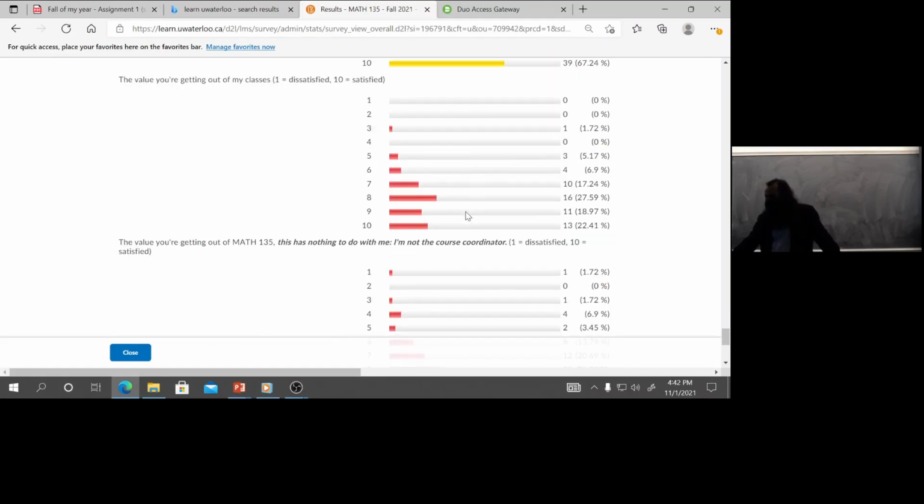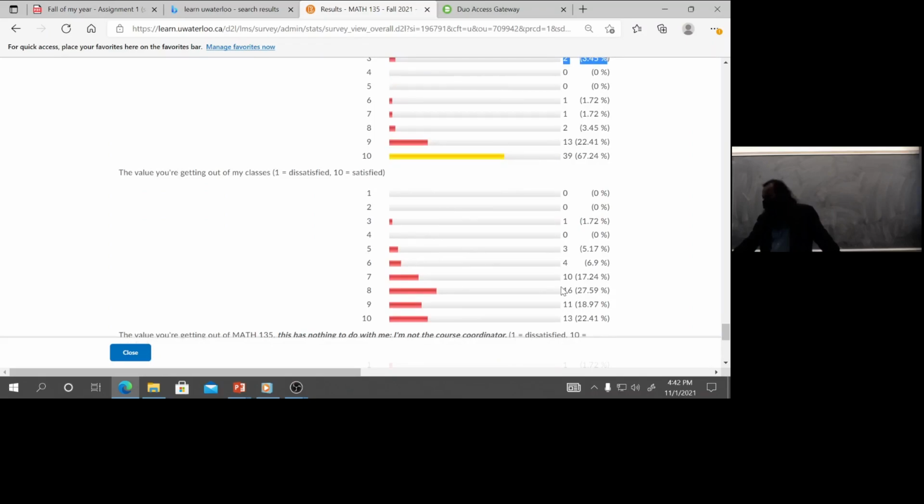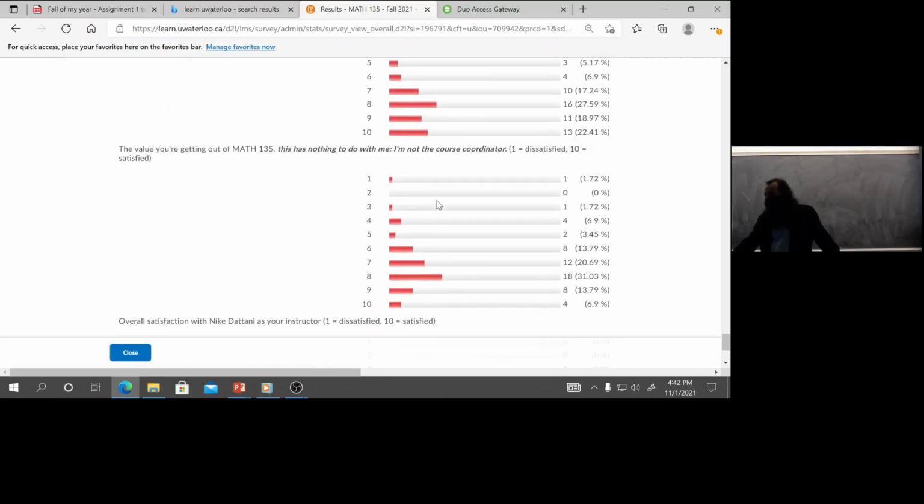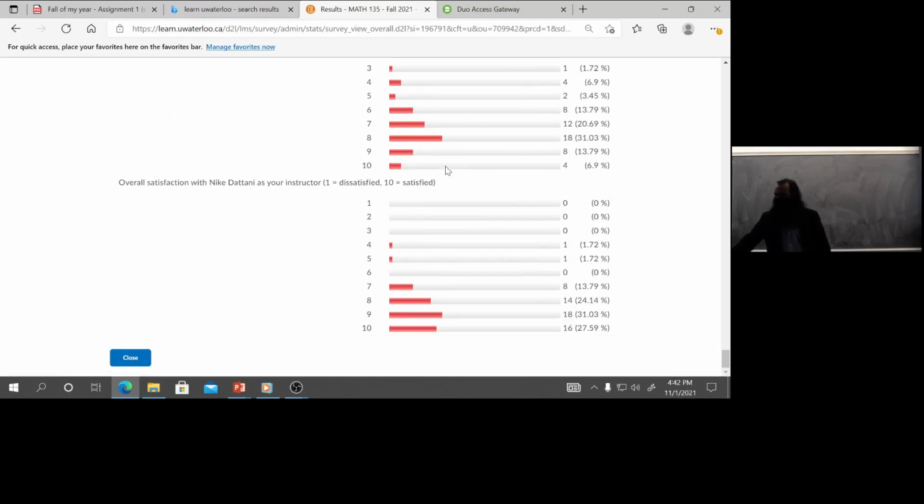And then about the classes, okay, so most people give me a 70, 80, 90, or 100. There's always some outliers, so that's no surprise here. Looks like people don't like Math135 very much. There's people that gave a 1 out of 10 for Math135. And overall satisfaction, okay, I see the majority of the people have given me a 90, and some people gave me 80 and 100.